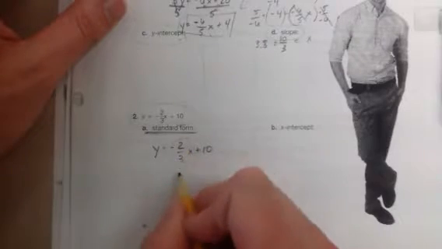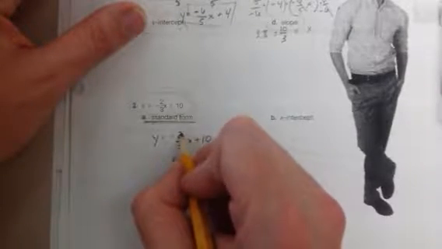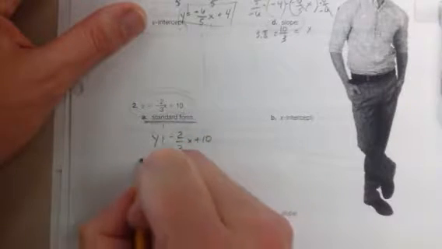I want it gone from this side. So if I want it gone from this side, I can add 2/3 x, and this will cancel. Negative 2/3 and positive 2/3 will cancel. But what I would do to one side of the equation, I have to do to the other. So I'm adding these two together, right?